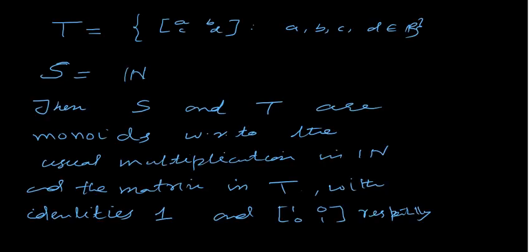Now we want to define a function between S and T, which is a semigroup morphism but not a monoid morphism. Define F between the semigroups S and T, where S is the set of natural numbers and T is the set of matrices. So any idea how to define this?